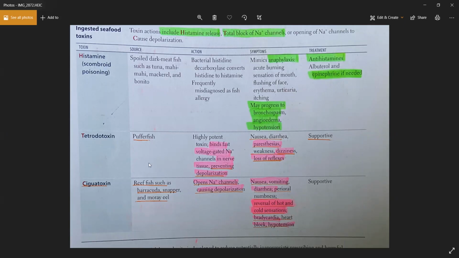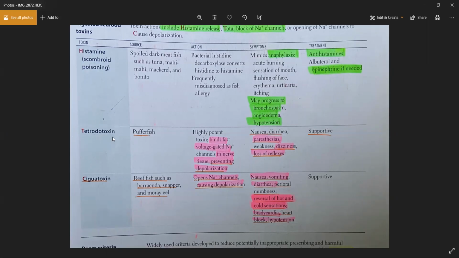Then comes the tetrodotoxin, which binds to the fast voltage gated sodium channels and prevents their depolarization. Very important, they prevent their depolarization. As a result, the sodium channels can never be activated, can never be opened. What you get is the loss of reflexes because the nerve transmission is now inhibited. The action potential is inhibited. So you will get the hyporeflexia, the paralysis, the loss of sensory inputs, paresthesias, and nausea, diarrhea, other things.